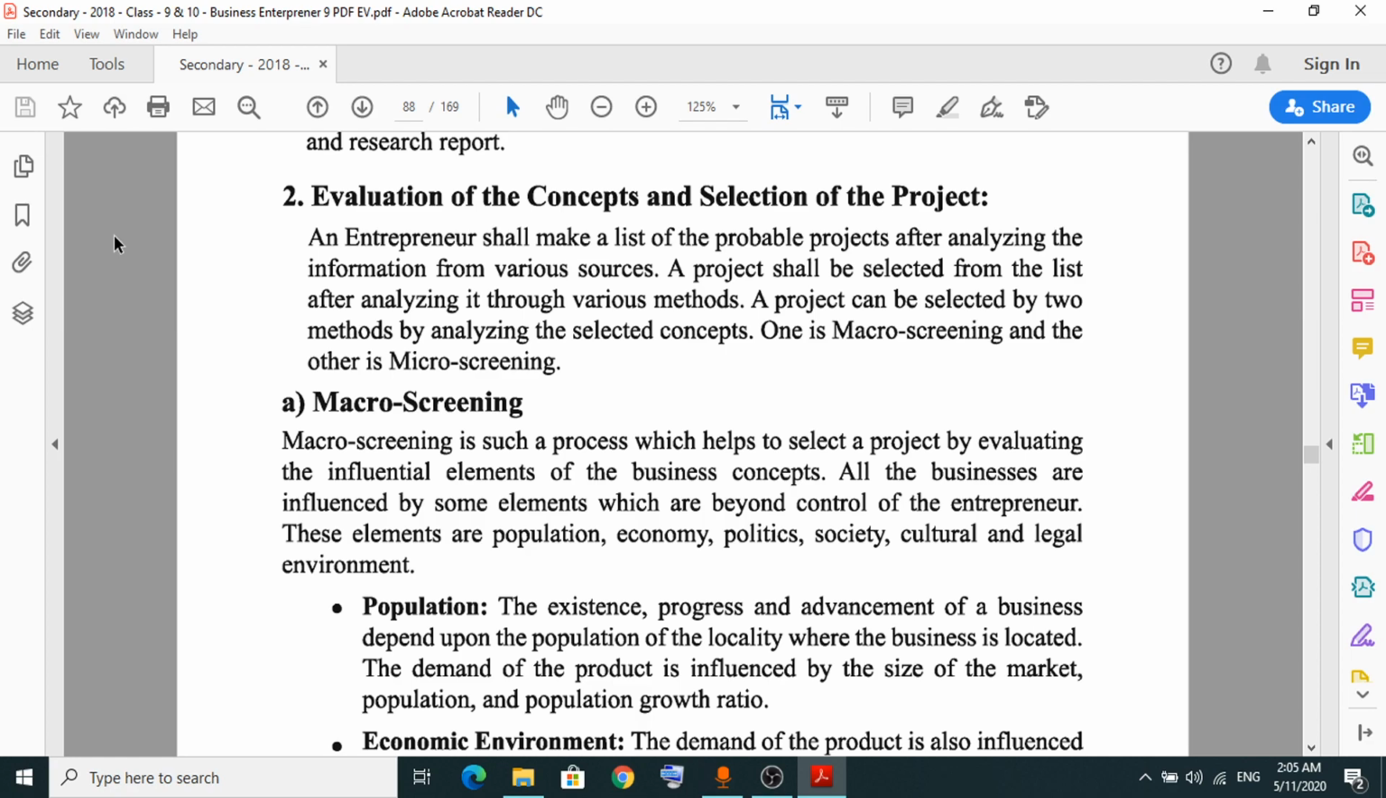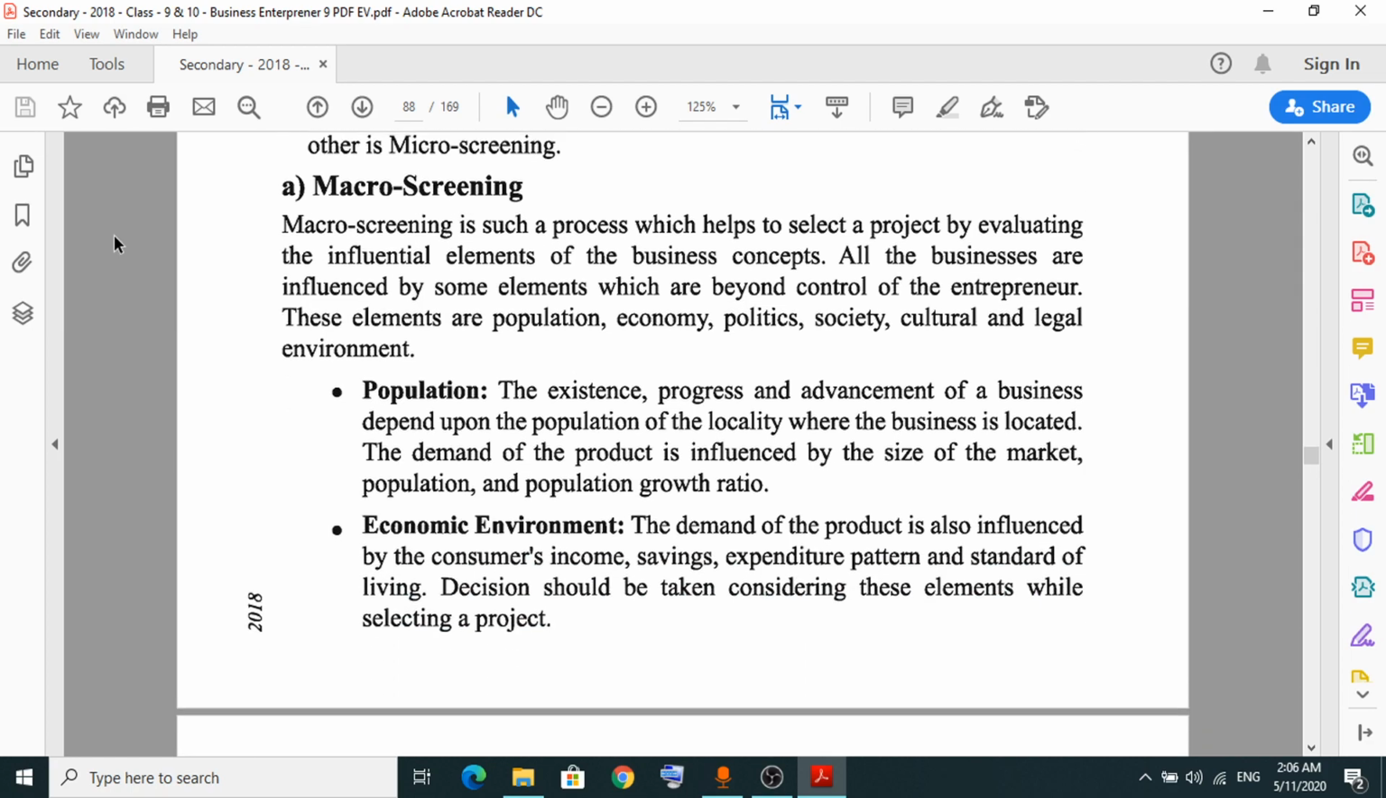Okay. Number two, evaluation of the concept and selection of the project. From the previous point, you have different concepts of projects, and now you have to evaluate those concepts and select the right project. And you can use two ways in selecting the right project. First one is macro screening, and second one is micro screening.